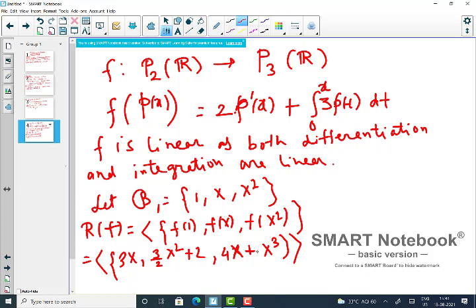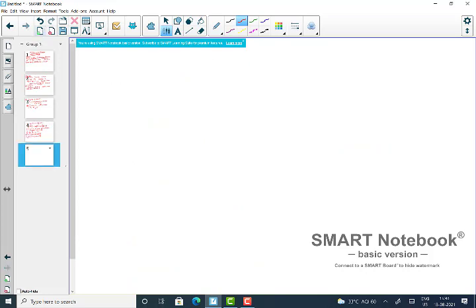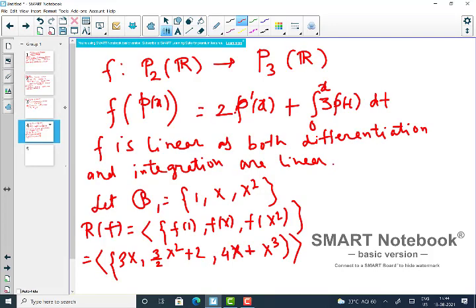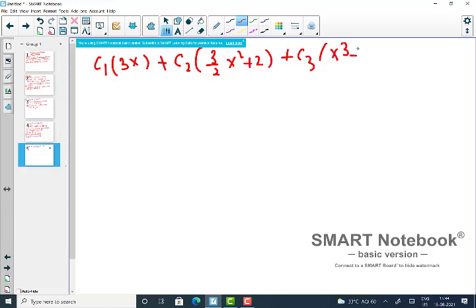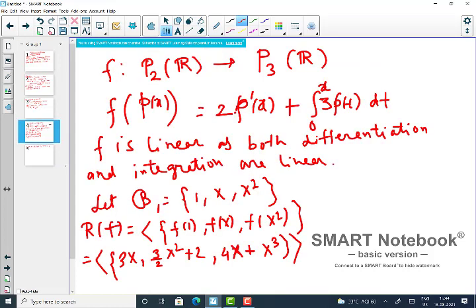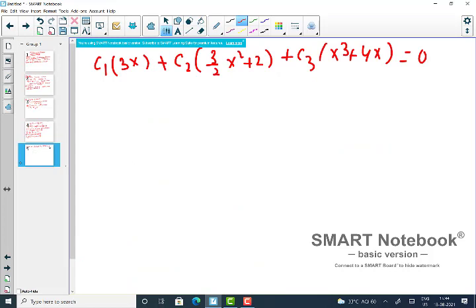Now, I don't know whether these are linearly independent or not, so you have to check that. How do you check it? Suppose you have constants c1, c2, c3 such that c1 times 3x plus c2 times (3 by 2 x squared plus 2) plus c3 times (x cubed plus 4x) equals 0. Then solve for c1, c2, c3.